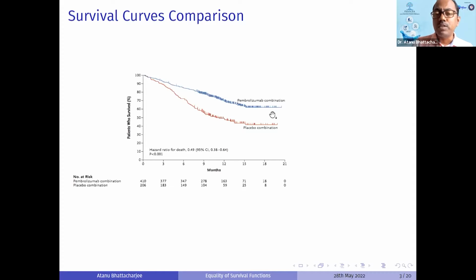Now the question comes: are you talking about the effect of treatment over control at 9 months, at 6 months, at 3 months, at 12 months, at 15 months, 18 months, or overall, or at the end of 21 months? If you say at the end of 21 months, there is a huge disparity. But if you talk about after only 3 months, hardly any difference. After 1 month, no difference.